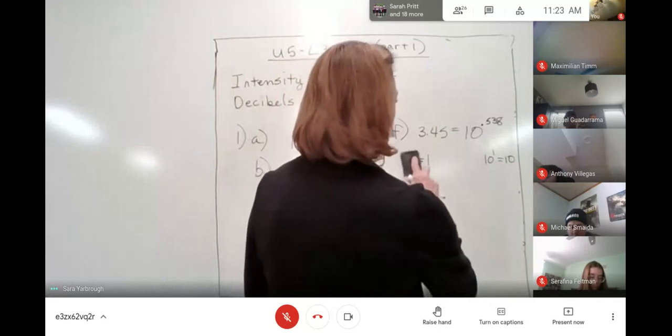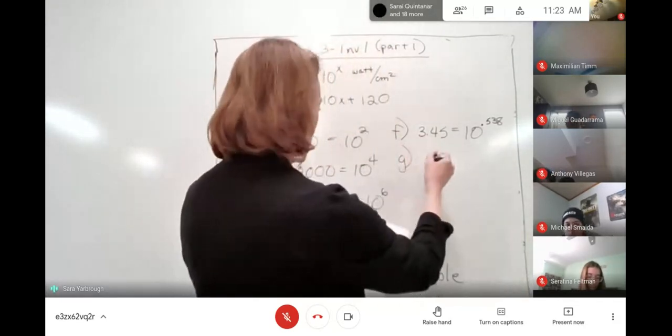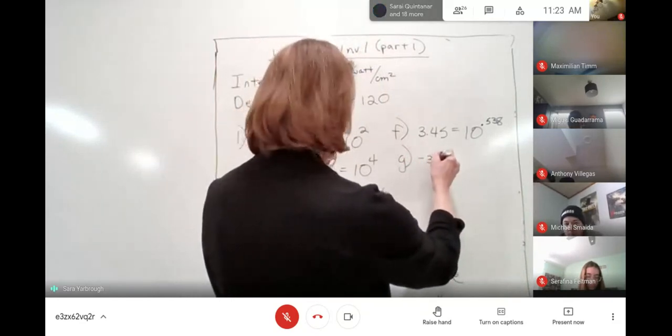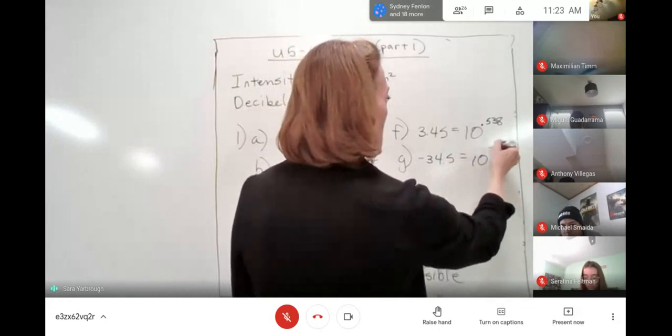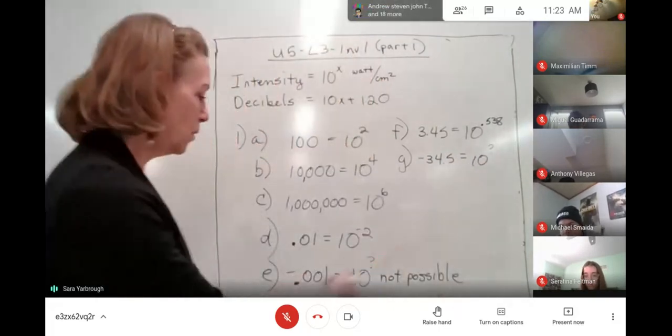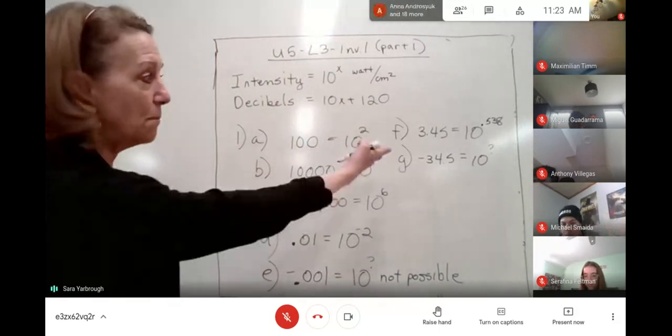So now, okay, we got that. Now, G is going to be a giveaway. It's negative 34.5 equals 10 to some exponent. Okay, now what did we just learn? Is that even possible?